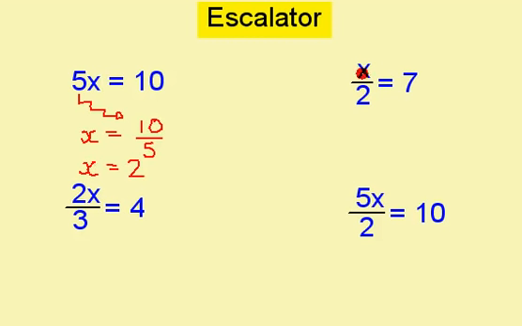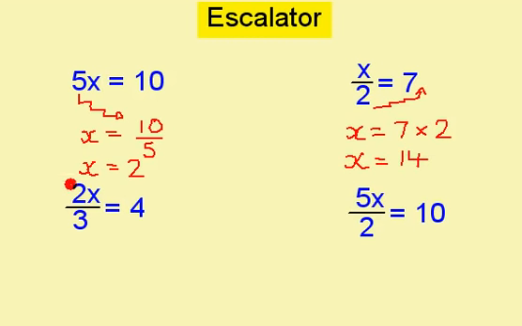On this one, the 2 is underneath the x, so it needs to go up the escalator, and it's going to be next to the 7. Now, when it's next to the 7, it's actually times. So I've got 7 times 2, which is 14.